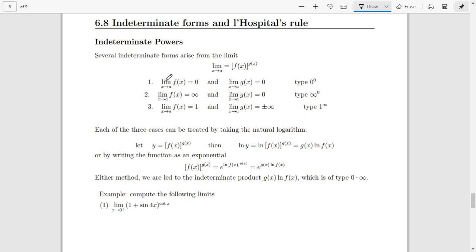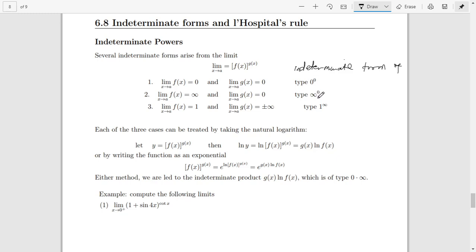One of those possibilities are stated from number 1 to 3. Imagine that the limit of f of x as x tends to a is 0, and the same is for g of x. Then in this case, this limit is going to be 0 to the power of 0. This gives me an indeterminate form of type 0 to the power of 0.